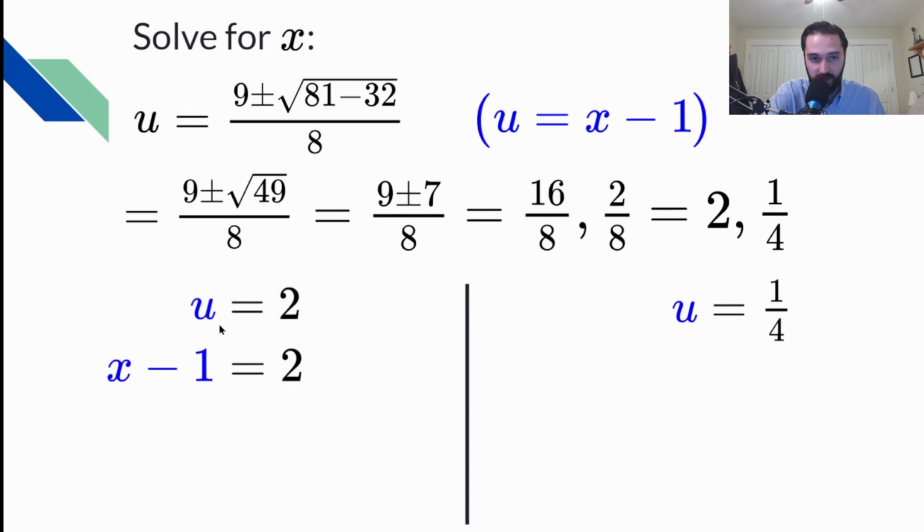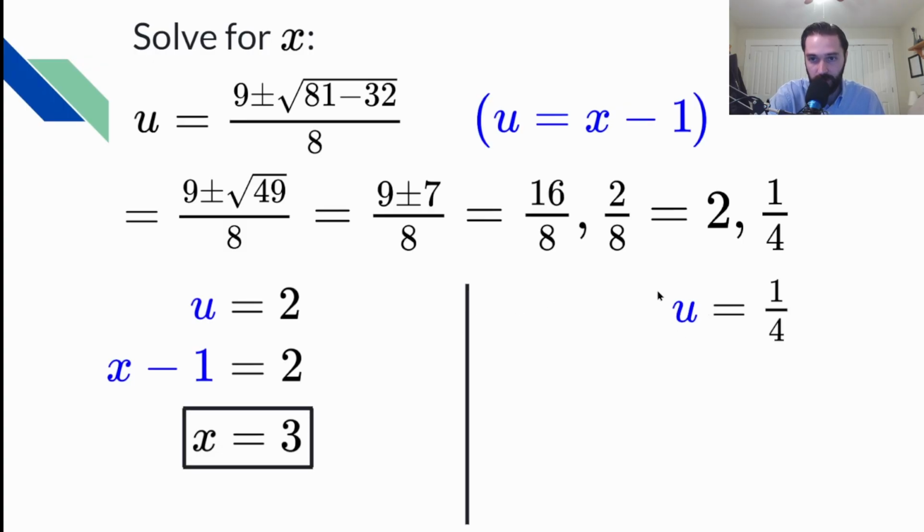So we're going to replace this u here in blue with x minus 1. So we have x minus 1 equals 2. If we add 1 to both sides, we get x equals 3. So that's one solution.